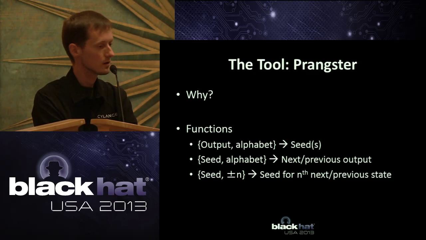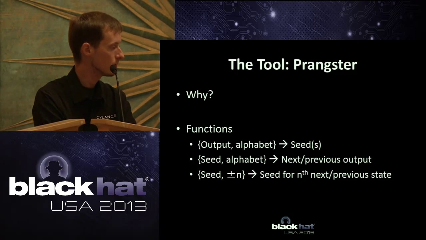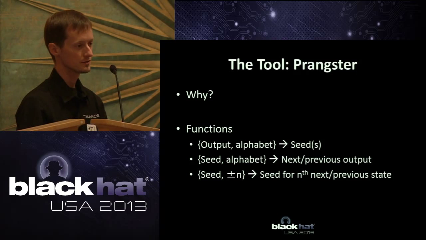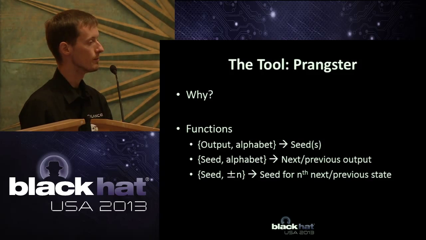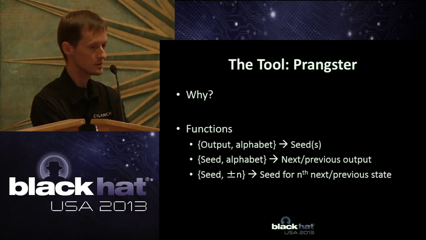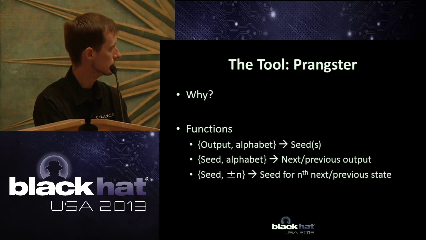So implicit in all these is you have to specify a PRNG. It won't try multiple PRNGs in the current implementation, like it can't, just that it doesn't. And there's no meta PRNG that will figure out the parameters for you. So given a PRNG, a sample of output, and then your guess at an alphabet, feed that to Prangster, and if you're lucky, you'll recover a seed.